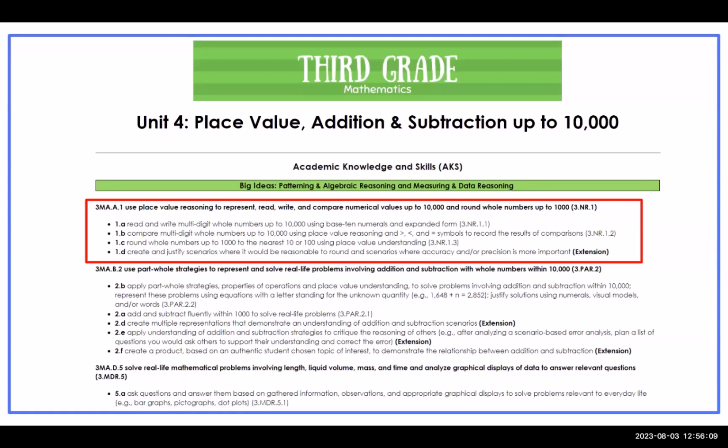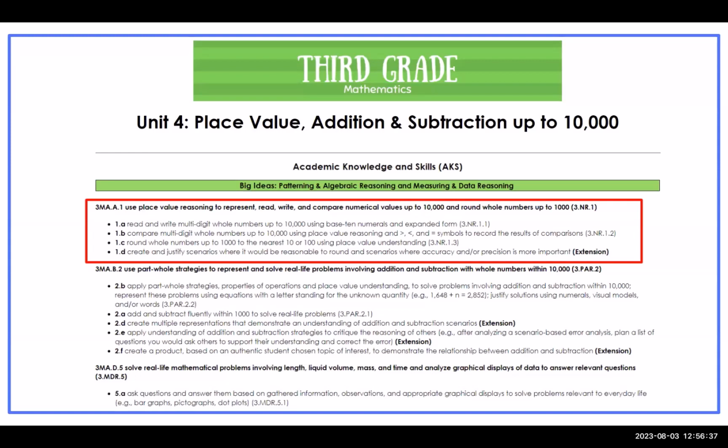In AKS 1, IOAs 1A, 1B, and 1C, students will be able to read and write multi-digit whole numbers, as well as compose and decompose numbers in various ways. This includes using base 10 numerals, expanded form, base 10 language, and exploring numbers being represented in multiple ways.